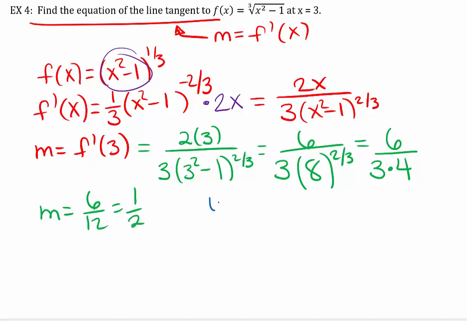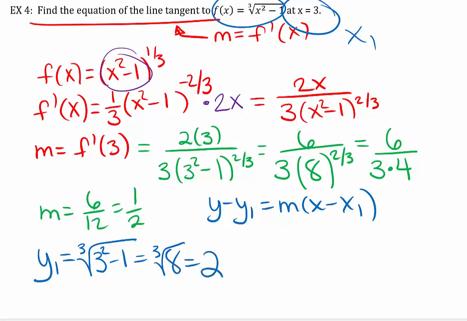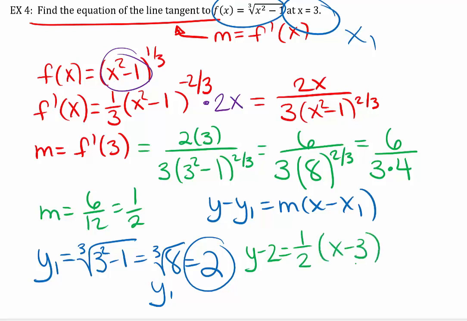Now to get the equation of a line, I always like to use that point slope formula. I know what the slope is. They're giving me an x value, so I know the x1. To find the y1, I am going to take my x value and plug that into my original function. So when x is 3, y should be the cube root of 3^2-1, the cube root of 8, or 2. So my y1 is 2. Plugging this into my point slope formula, I get y-2 = 1/2(x-3). And that is my solution in point slope form.